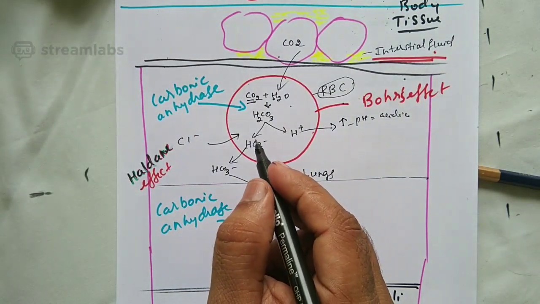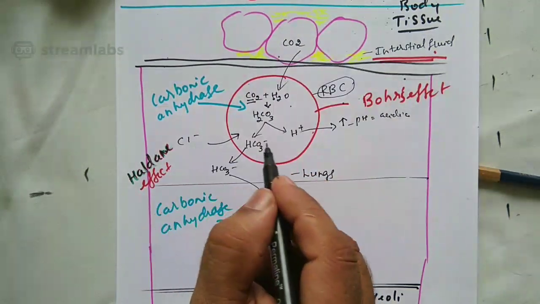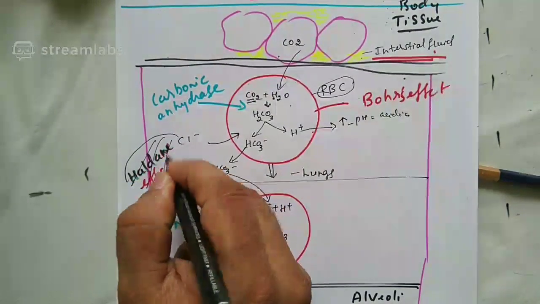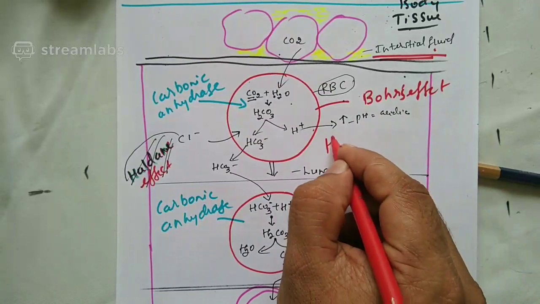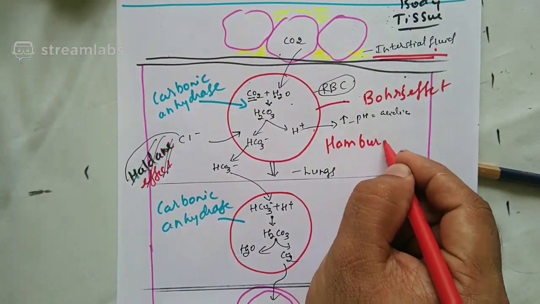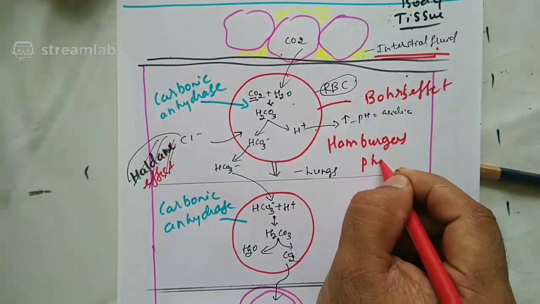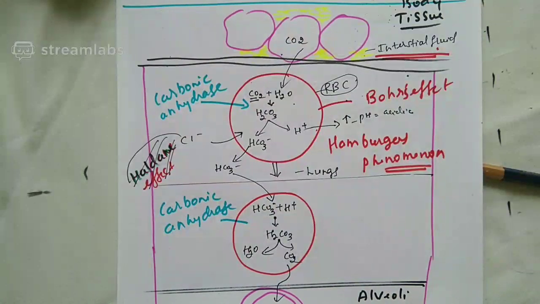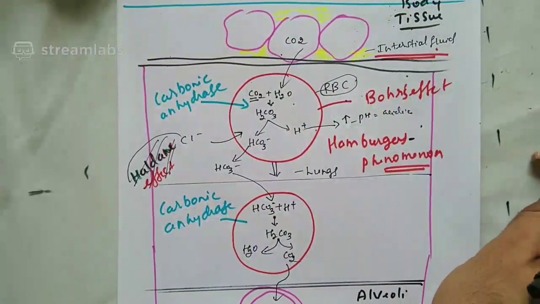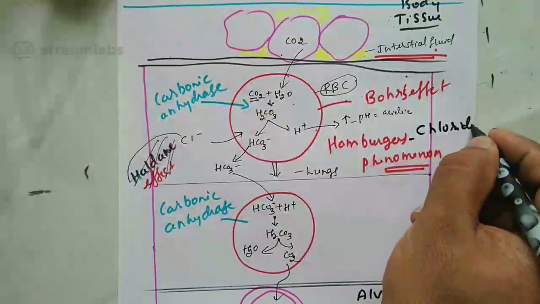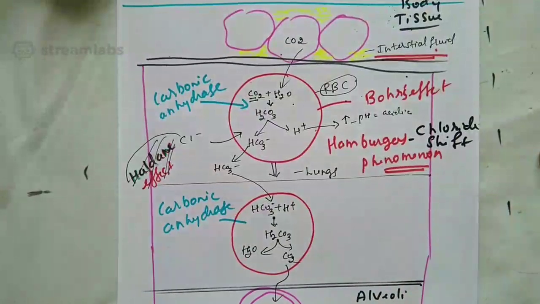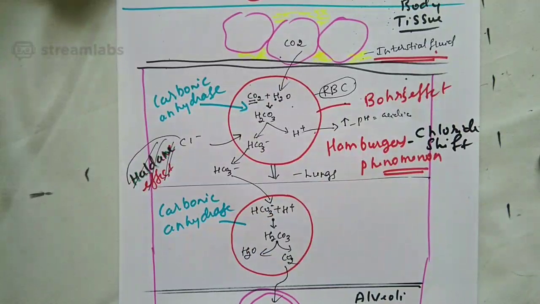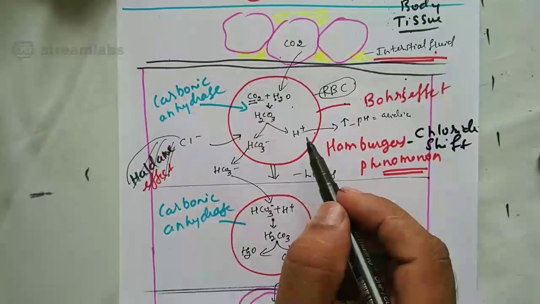This phenomenon occurring in a tissue, where chloride ion concentration increases inside the RBC, is called the Haldane effect. Sorry, not Haldane effect. I'll write it here, it's called Hamburger's phenomenon. And Hamburger's phenomenon is also called chloride shift. Hope the matter is clear. The increase in the concentration of chloride ion in the RBC near the tissue is called chloride shift or Hamburger's phenomenon, which occurs in the tissue region.